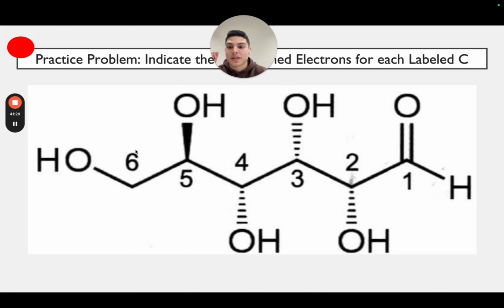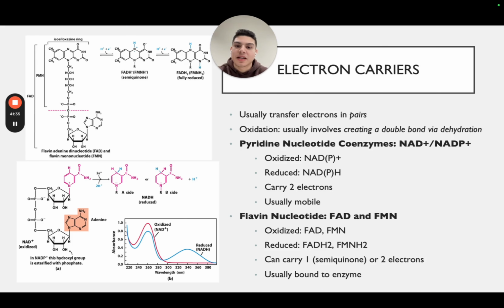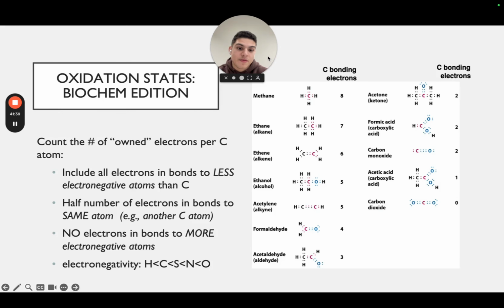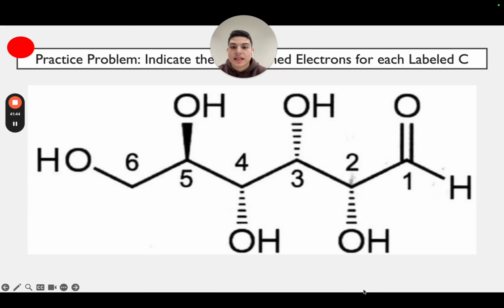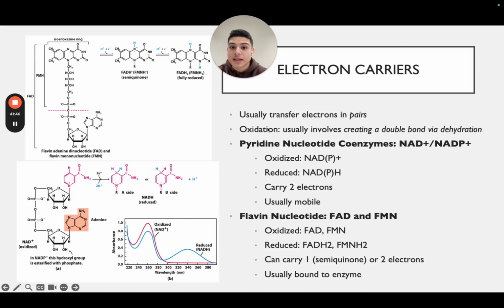So be very comfortable in terms of counting the number of owned electrons per carbon that you're looking at. The answers are in the slide notes, so you can just check them out. Then moving on to electron carriers. If I go back to this table, the NADH and the FAD, that's what those electron carriers are. They usually transfer electrons in pairs.